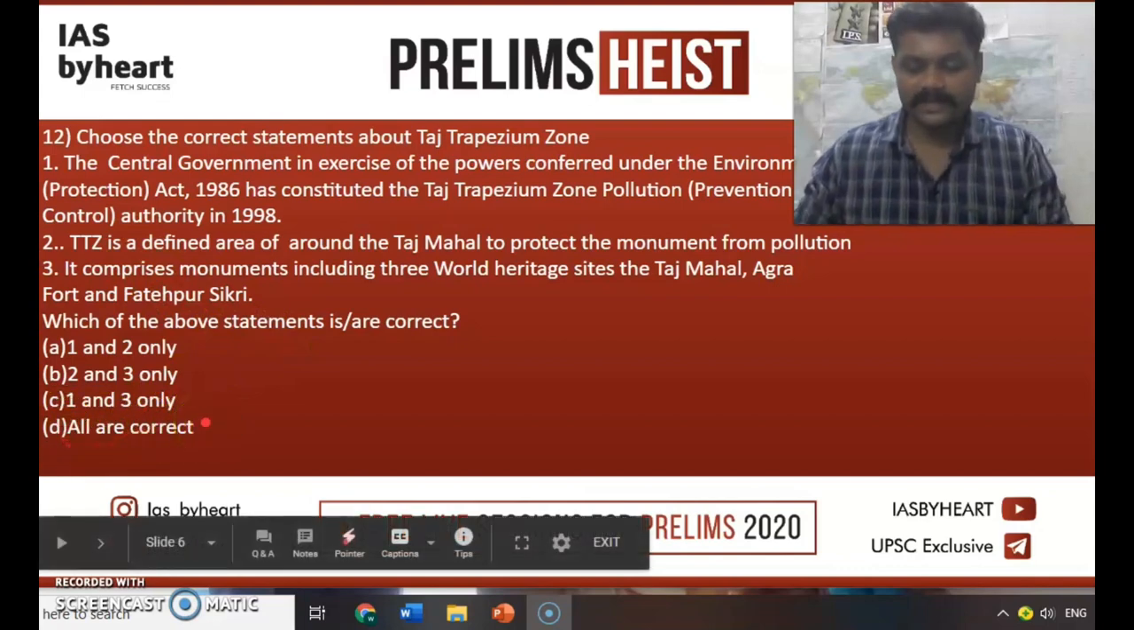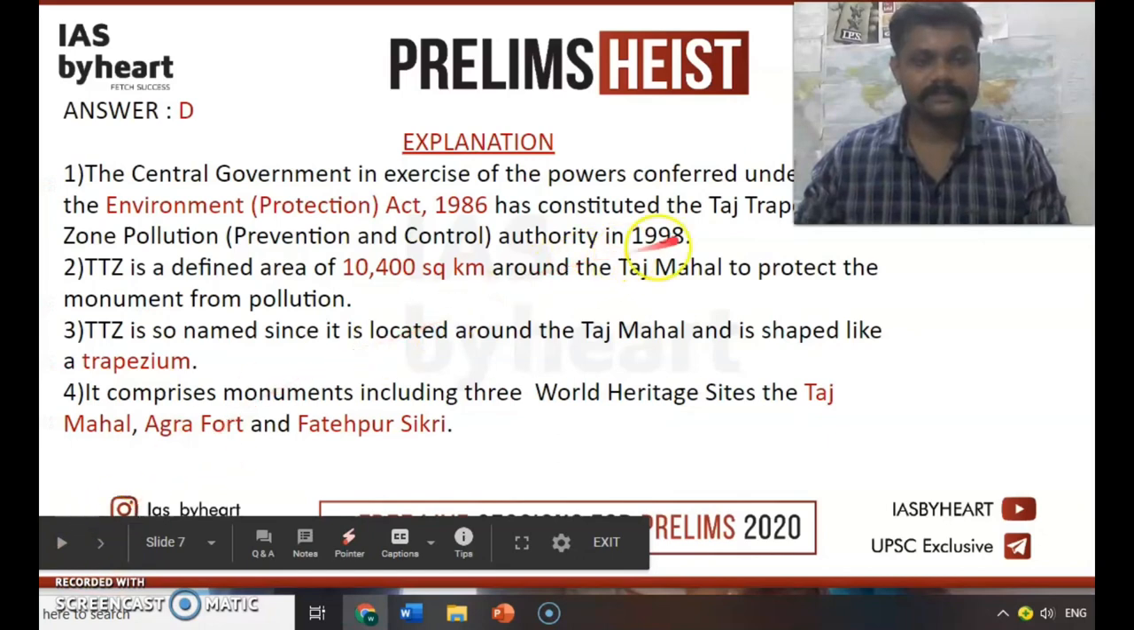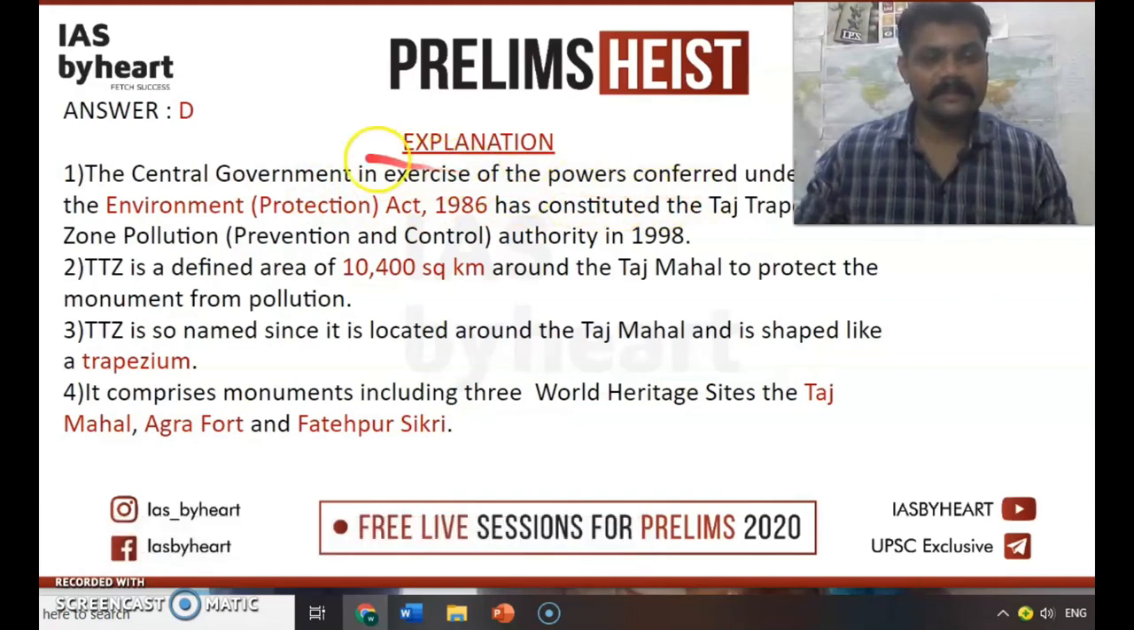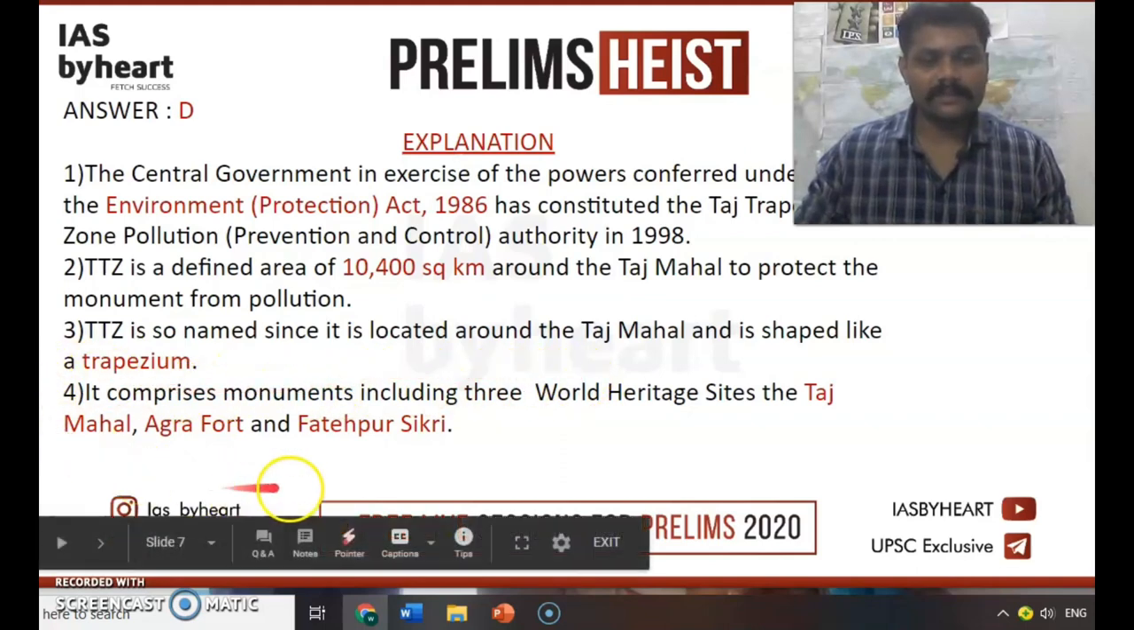So here is our explanation. See, the central government created this TTEZ on the basis of the Environment Protection Act 1986. This is a defined area of 10,400 square kilometer. This TTEZ is trapezium in shape, which is located around these three sites, Taj Mahal, Agra Fort and Fatehpur Sikri.